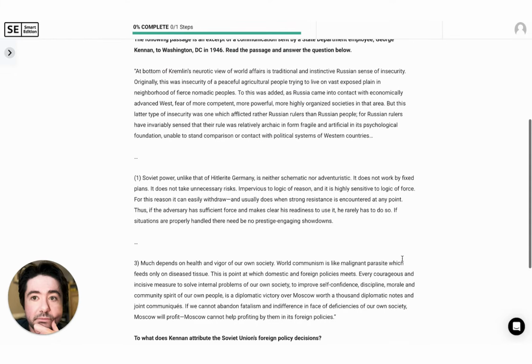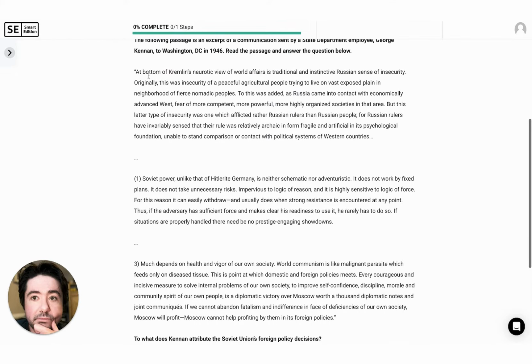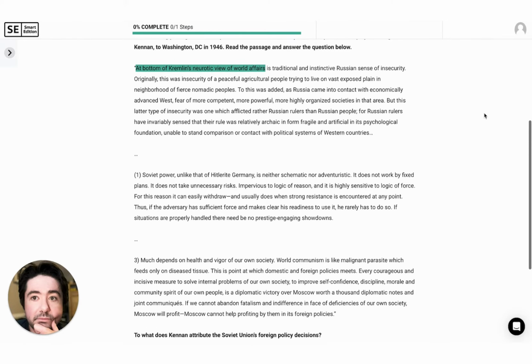So we do get our answer, though, in the first paragraph, and we know that just here, at the bottom of the Kremlin's neurotic view of world affairs. The Kremlin is a reference to the Soviet Union because their capital, their government, is in the Kremlin, which is a fortress in Moscow. So he's basically setting up the idea that the leadership of the Soviet Union is basing their decisions off what we're going to find out in paragraph 1.